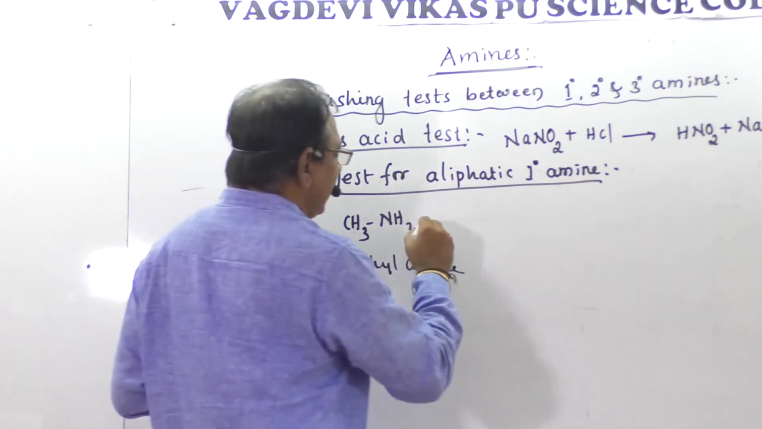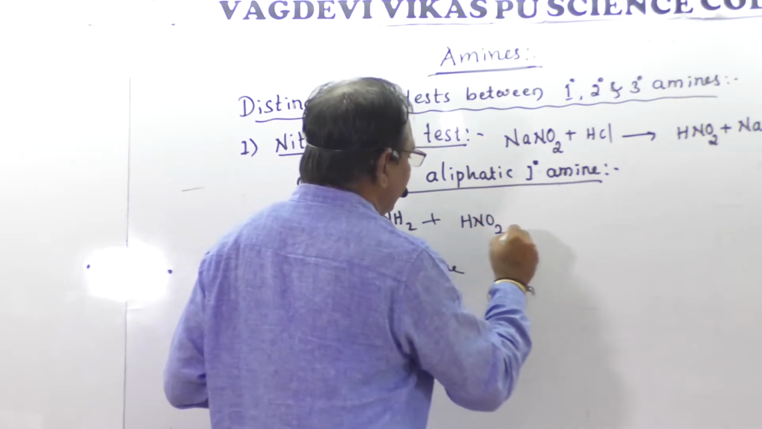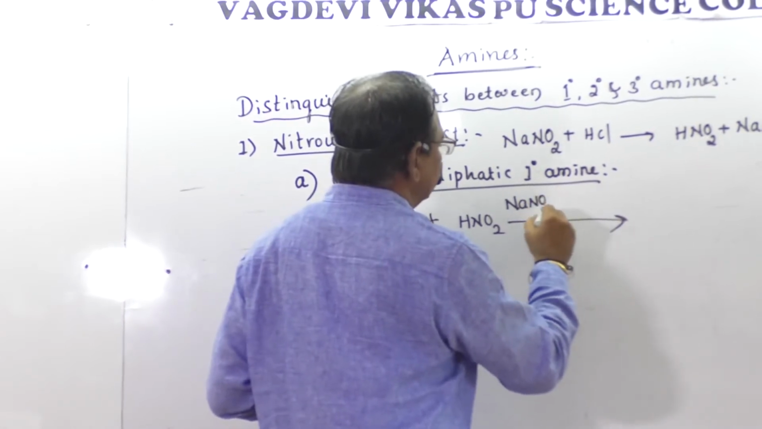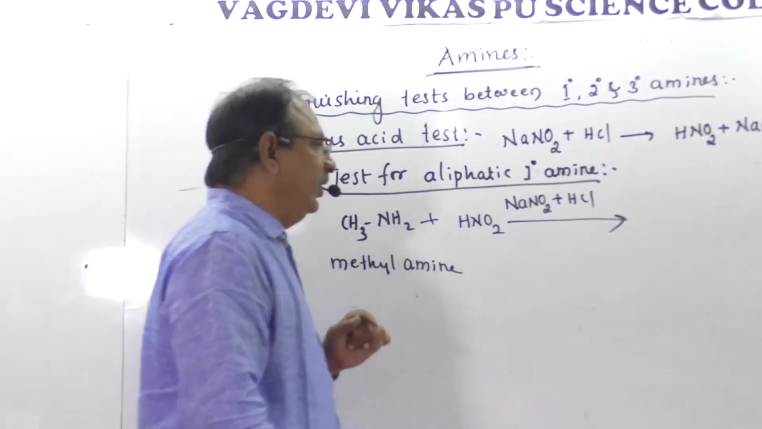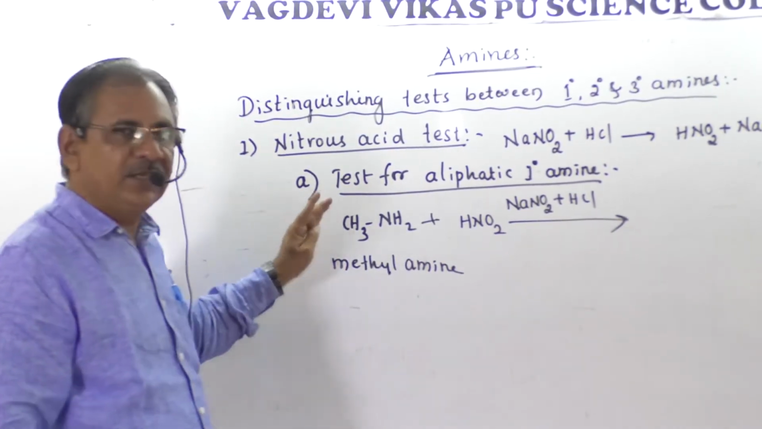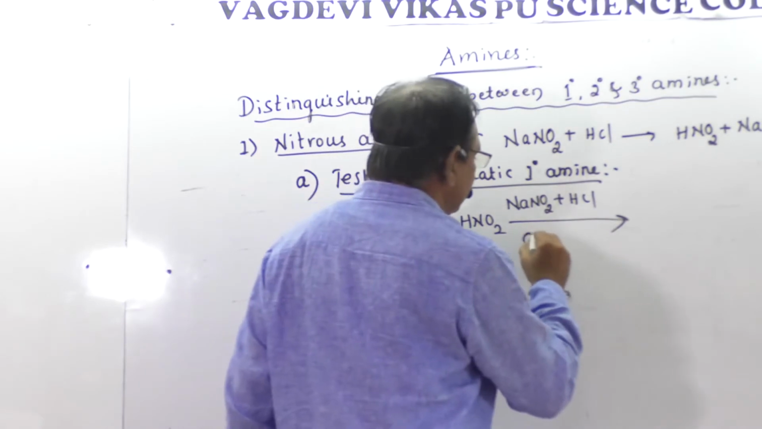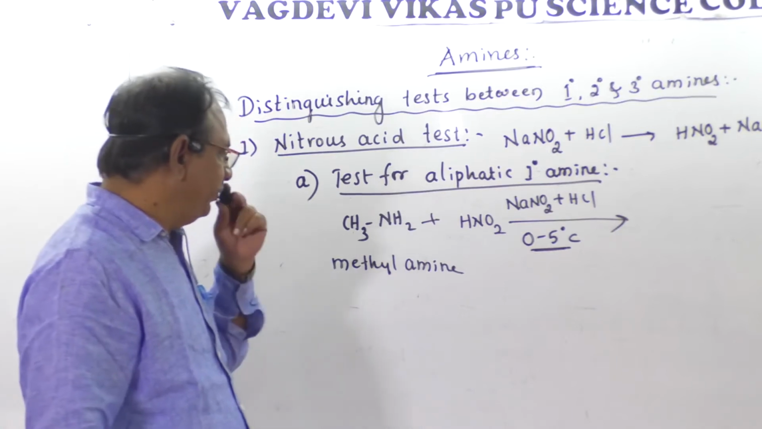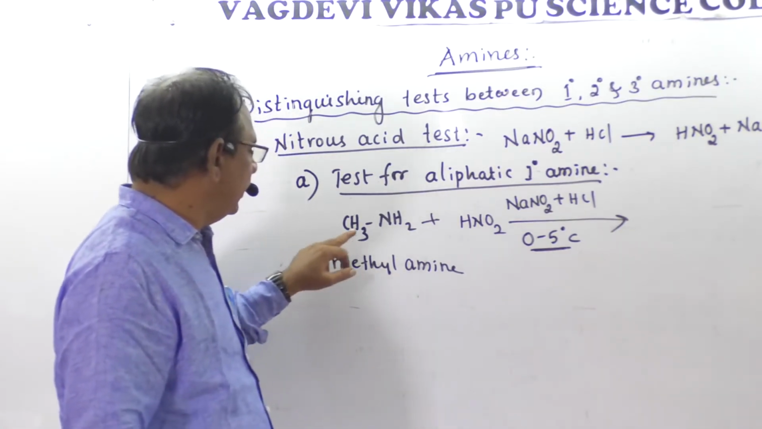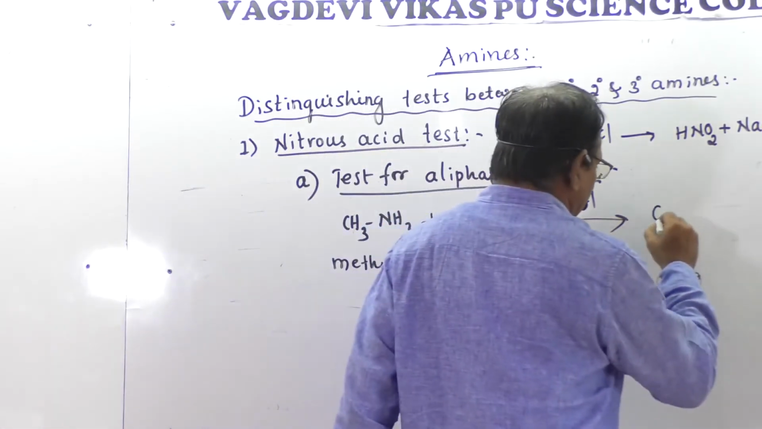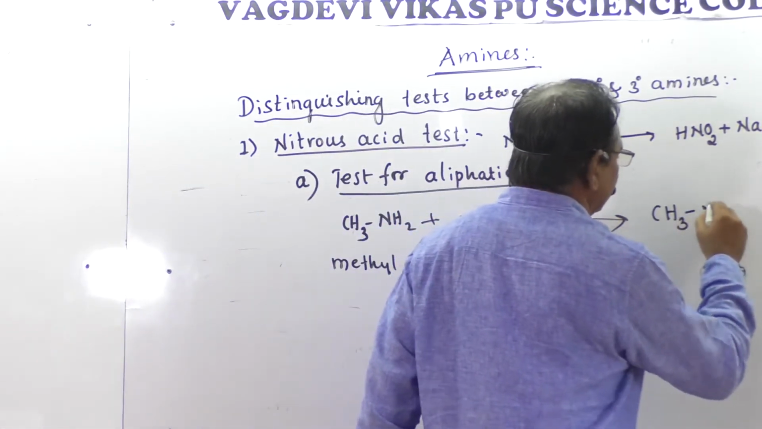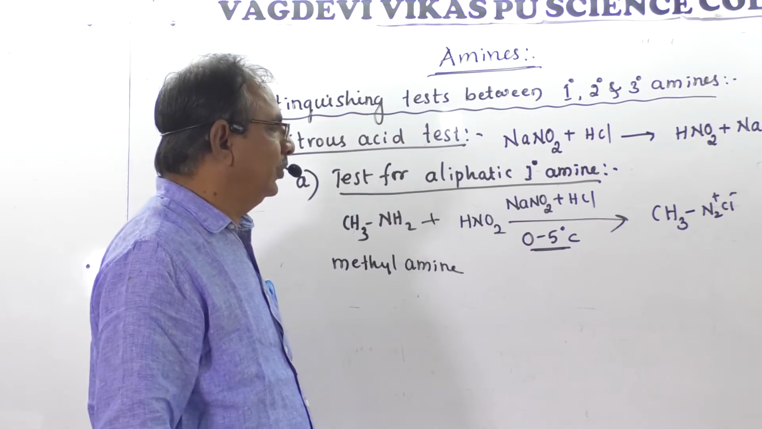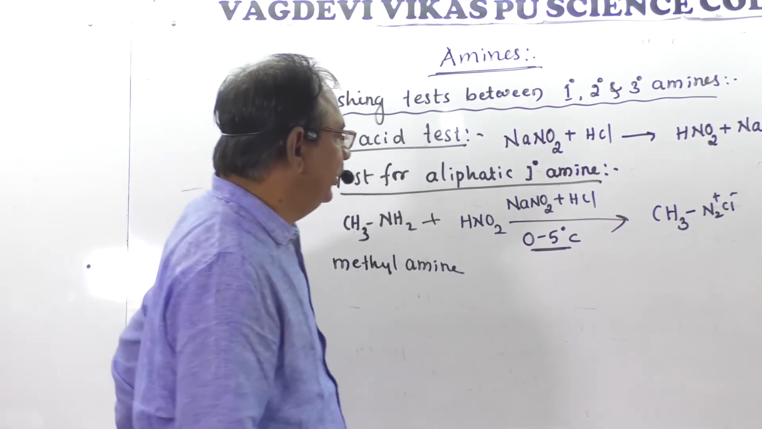Methyl amine reacts with nitrous acid, which is prepared using NaNO2 plus HCl. This reaction takes place between 0 to 5 degrees Celsius; only at this temperature does the reaction take place. First the methyl amine undergoes diazotization to give CH3N2+Cl-, methyl diazonium chloride.